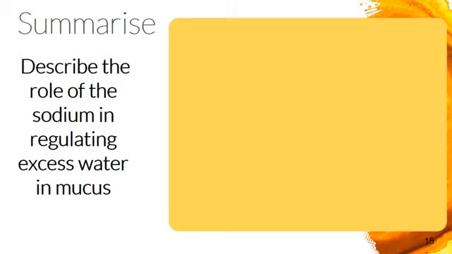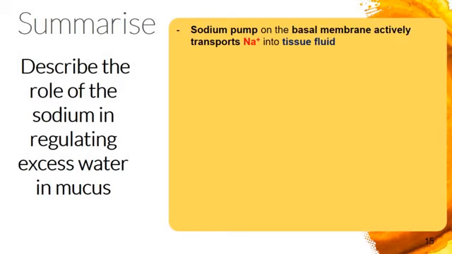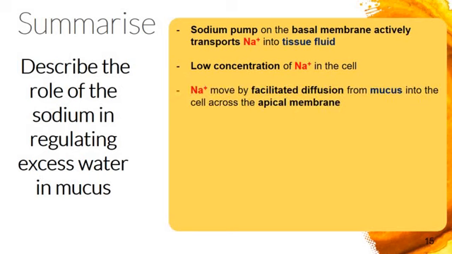Okay, let's look through our answer. So we're starting at the bottom. We say the sodium pump on the basal membrane actively transports sodium into the tissue fluid. This is going to lower the concentration of sodium ions in the cell. The effect is that sodium ions will move by facilitated diffusion through the ENaC proteins from the mucus across the apical membrane into the cell. And this is happening from a high concentration to a low concentration.